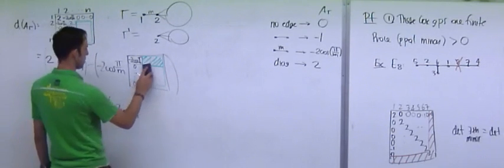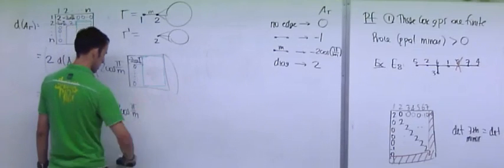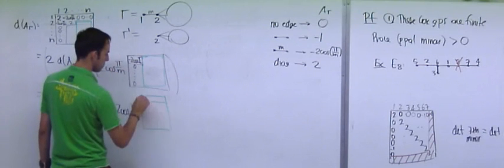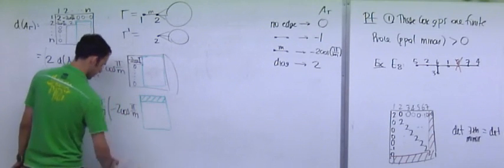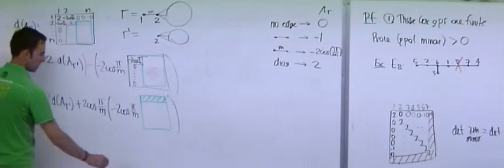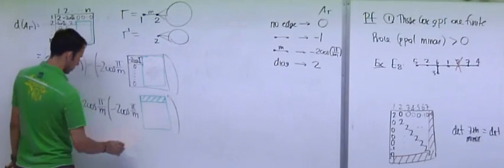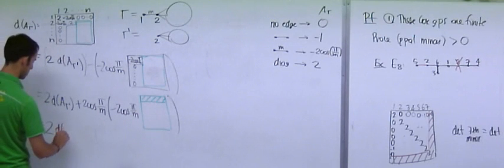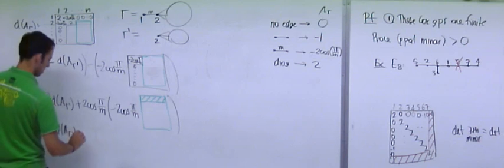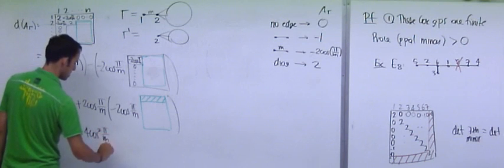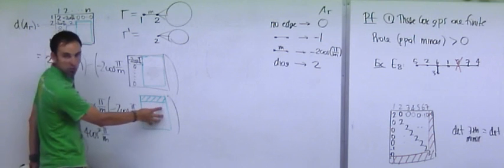So let me take 2 times the determinant of this guy with the top row removed. So I get 2 times d of a gamma prime minus 4 cosine squared of pi over m. And I just need to figure out what this determinant is.